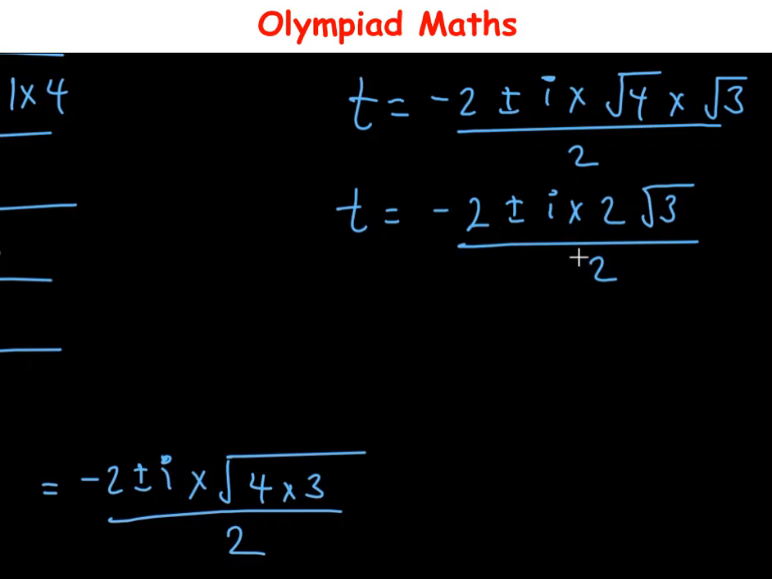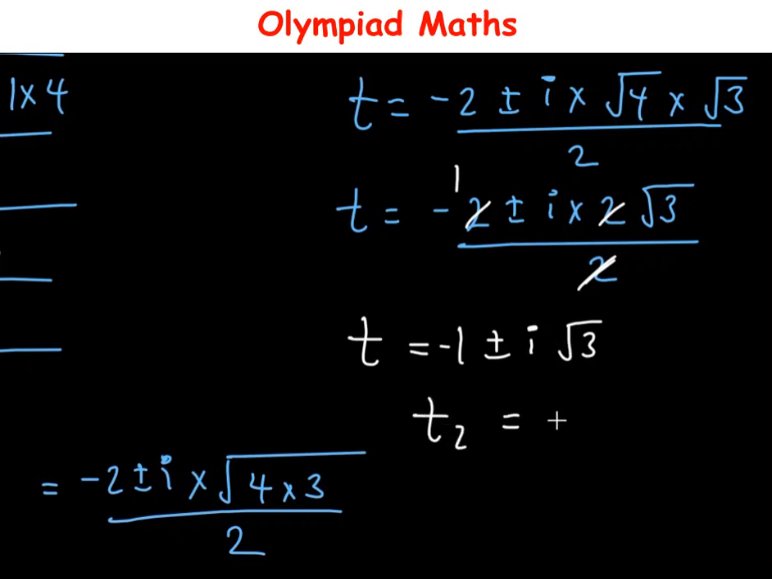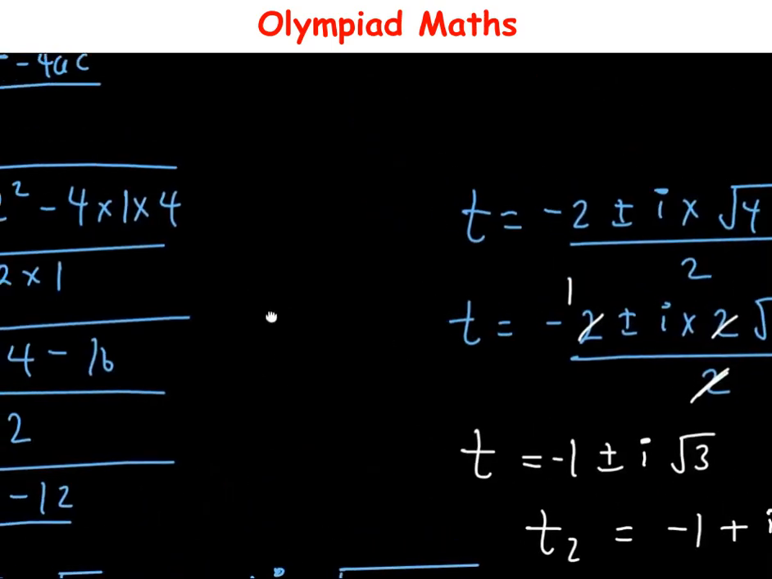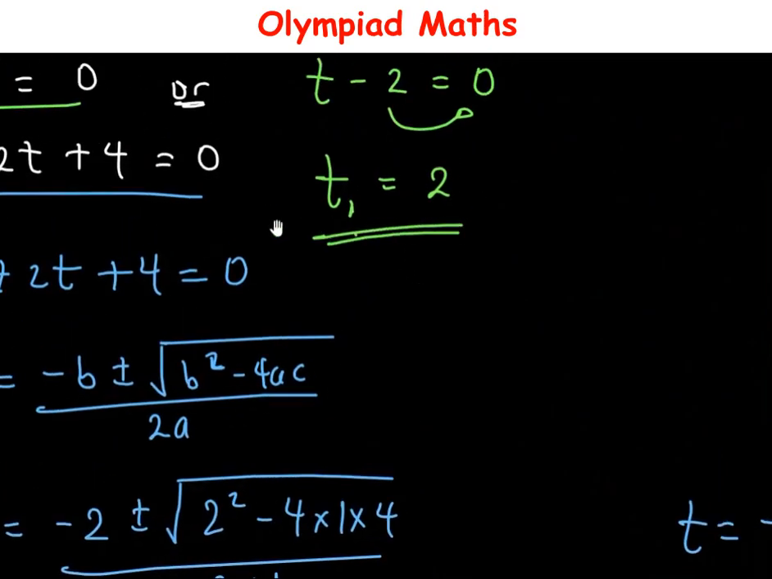With this, 2 divided by 2, we have 1. 2 also divided by 2 here. What we have is i times root 3. So the value of t equals minus 1 plus or minus i times root 3. Such that the value of t2 is equal to minus 1 plus i times root 3, and the value of t3 equals minus 1 minus i times root 3. Now we've gotten the values of t2 and t3 and also the value of t1. Now t1 is equal to 2, but that is not all.